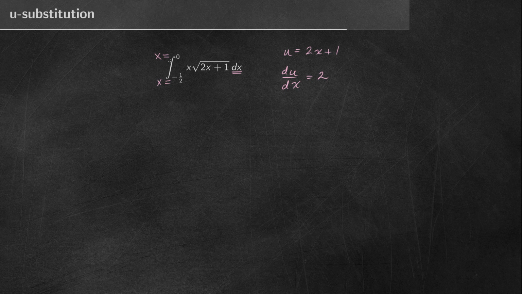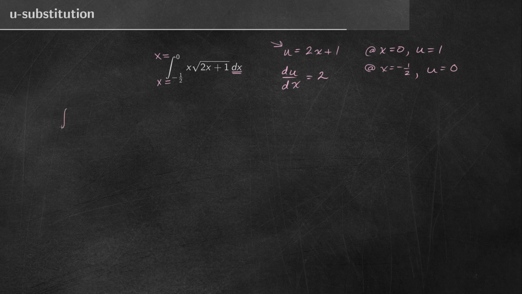So I can figure out what u is when x is 0, and I have an equation that will help me do that right here. When x is 0, u is 2 times 0 plus 1, or 1. So at x equals 0, u is equal to 1. And for my lower bound, at x equals negative 1/2, u equals 2 times negative 1/2 plus 1. 2 times negative 1/2 is negative 1, plus 1 is 0. So when I rewrite my integral in terms of u, I can change the bounds to go from 0 to 1.